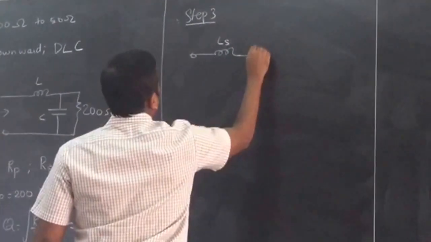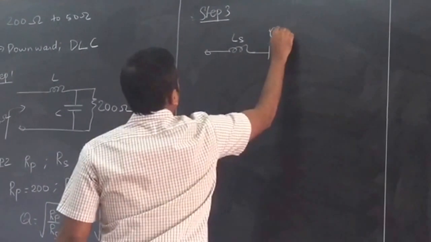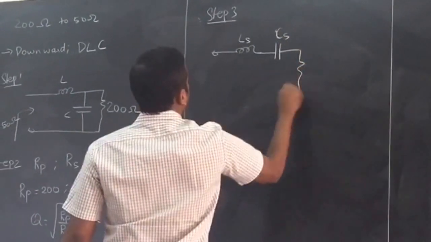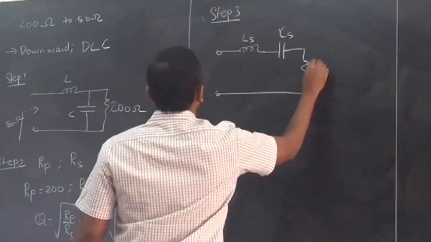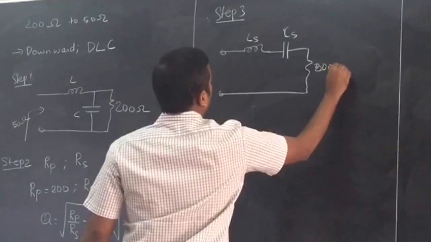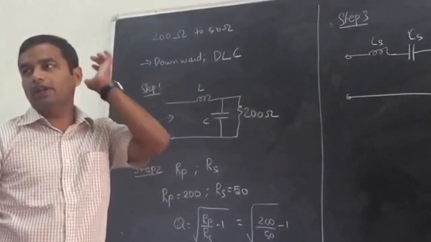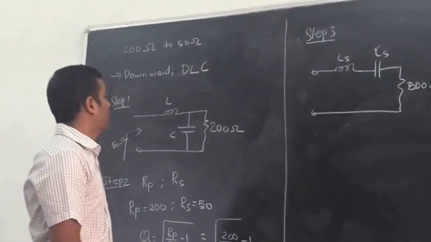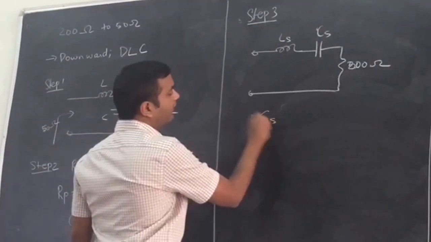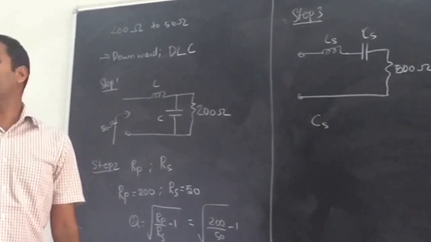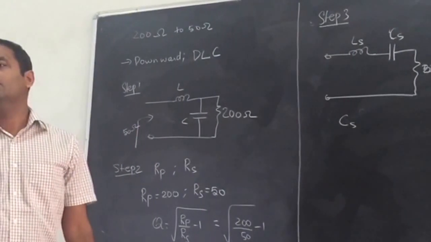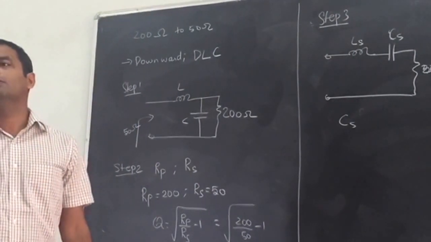LS, CS, and this is your 200 ohms. What do we need to find? We need to find CS. What is the Q factor for a series circuit?